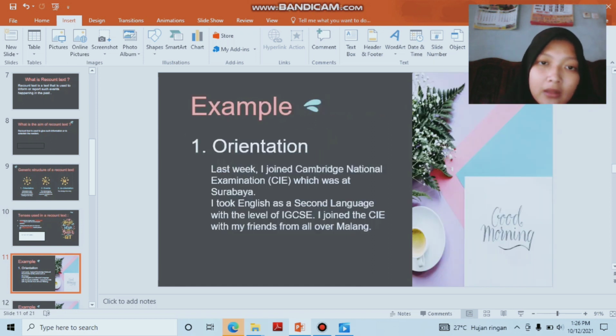And the example recount on orientation is: last week I joined Cambridge National Examination or CAE, which was at Surabaya. I took English as a second language when the level is IGCSE. I joined the CAE with my friends from all over Malang.